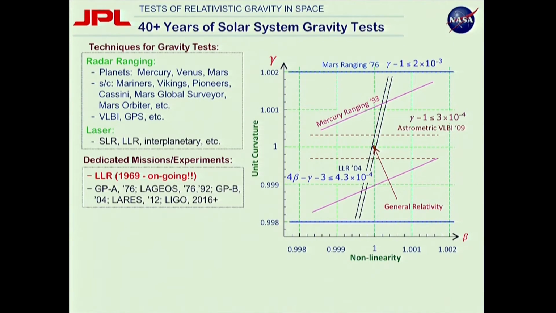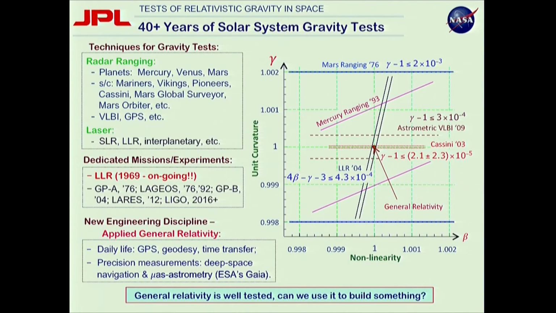Lunar laser ranging further confirmed the absence of any deviation from general relativity. And of course, with the Cassini experiment flying to Saturn, we were able to confirm that Einstein's prediction was correct at the level of roughly 10 to the minus 5. So now we know general relativity works in the solar system everywhere we try those tests.